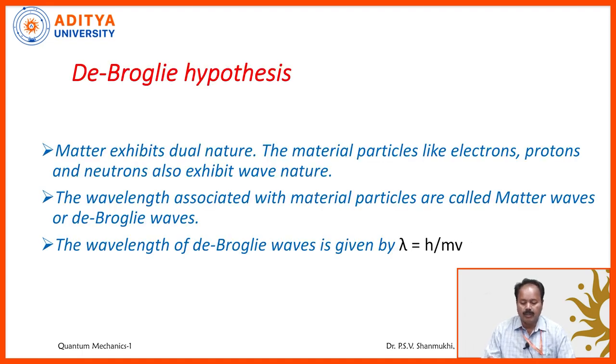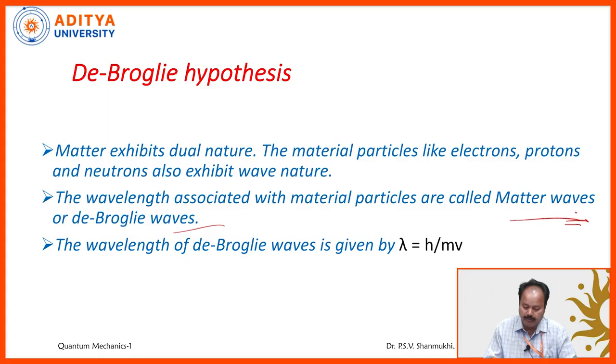So, coming to the de Broglie hypothesis. Actually, the de Broglie hypothesis explains the dual nature of matter. The statement is: matter exhibits dual nature. Material particles like electrons, protons, neutrons also exhibit wave nature. The wavelength associated with material particles is called matter waves or de Broglie waves.